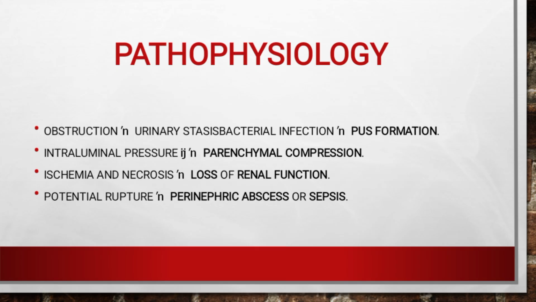The pathophysiology sequence begins with the obstruction leading to stasis, which fosters bacterial growth. Pus accumulation increases intrapelvic pressure, compressing renal parenchyma, leading to ischemia and functional loss. If untreated, it can rupture, causing perinephric spread or systemic sepsis.